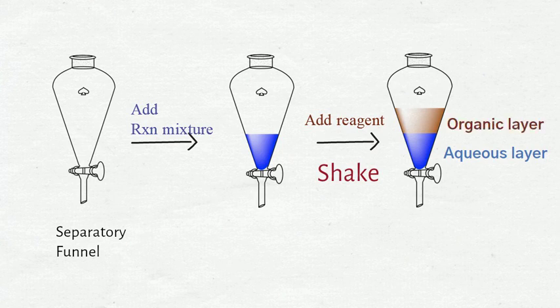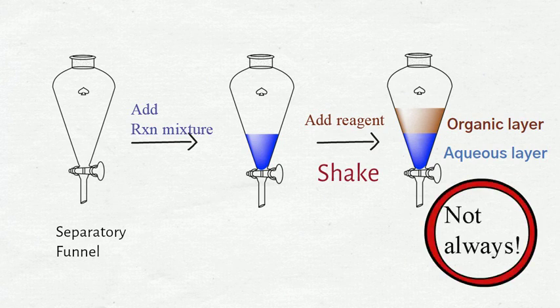Water usually has a higher density compared to organic solvents, so it is usually the bottom layer. However, that is not always the case. If unsure, you can check by adding a few drops of water and see which layer grows. The layer that grows is the aqueous layer. We can then drain the bottom layer to separate it and continue with the extraction.